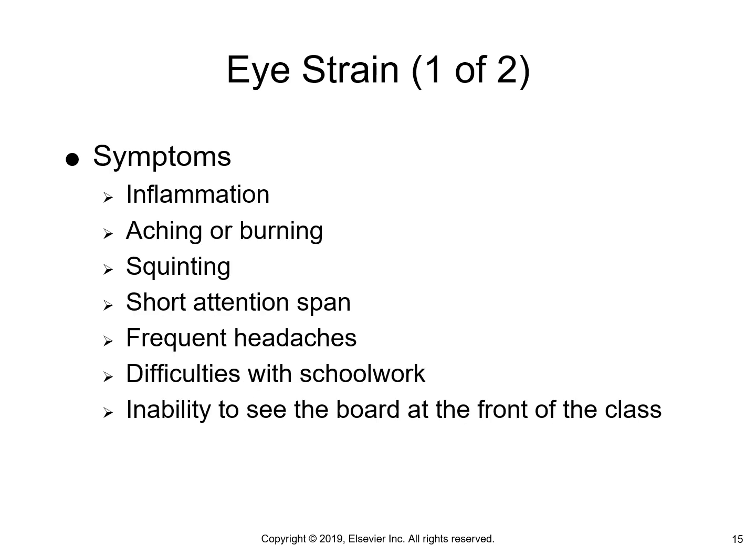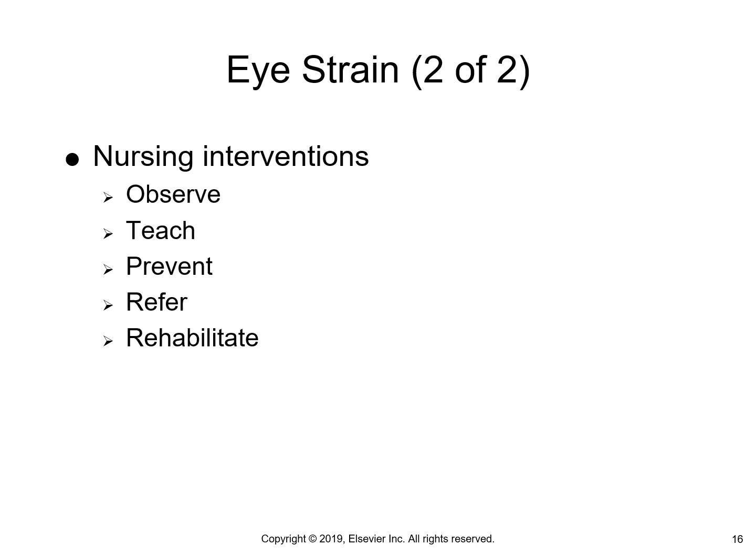Eye strain. Eye strain symptoms include inflammation, aching or burning, squinting, short attention span, frequent headaches, difficulties with schoolwork, and the inability to see the board at the front of the class. Nursing interventions for your eye strain.